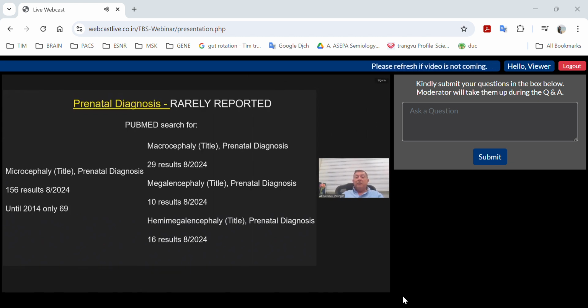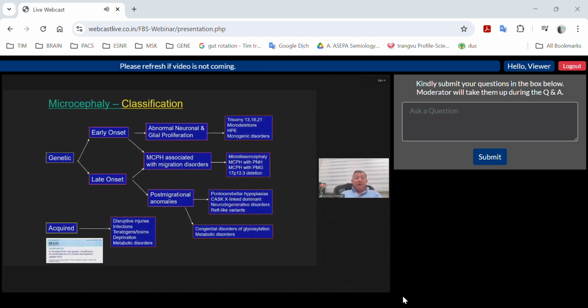Regarding megalencephaly, again I did the same work, megalencephaly and prenatal diagnosis, only 29 results. If you wrote macrocephaly in prenatal diagnosis, there are another 10 results. If you wrote hemimegalencephaly in prenatal diagnosis, only 16 results. So you see that these cases are rarely reported, and the reason that we, during the last 20 years, have seen a lot of these cases is because we are a referral center.